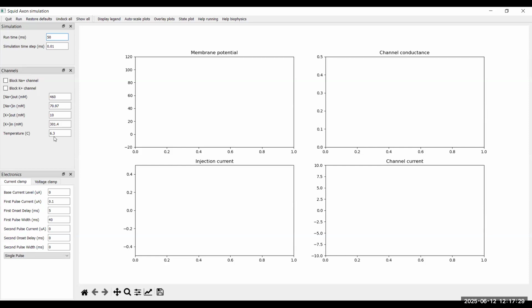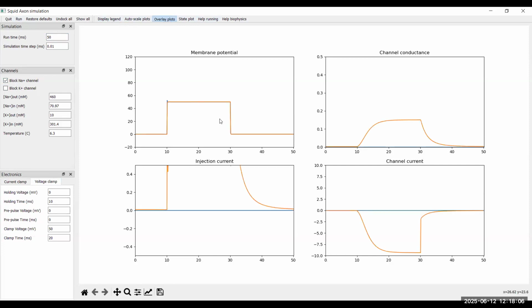So what we are doing here, we made a passive compartment and then added a sodium channel and a potassium channel and adjusted their absolute conductances. And now we are going to do a voltage clamp experiment, okay? This is our runtime, 50 millisecond. Then we are blocking the sodium channel. And I'll enable overlay plots so you can compare the runs. Okay, so this is channel conductance. This is the current.